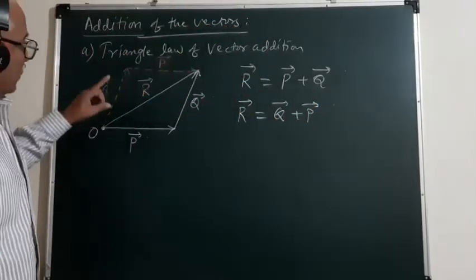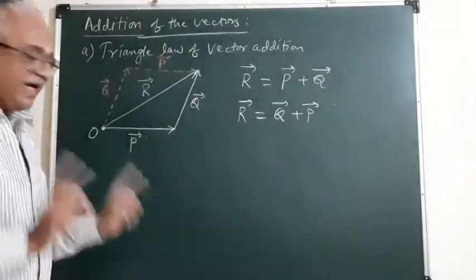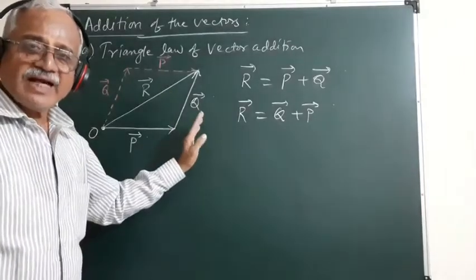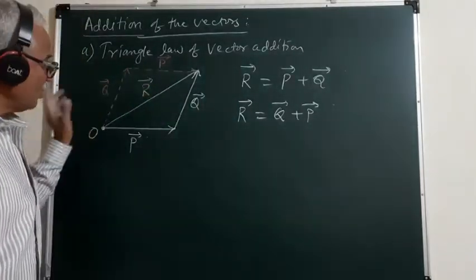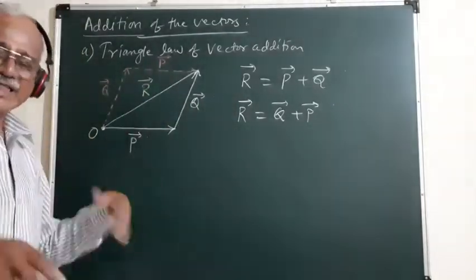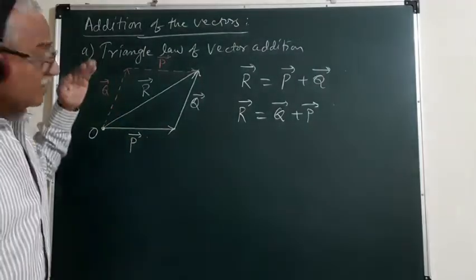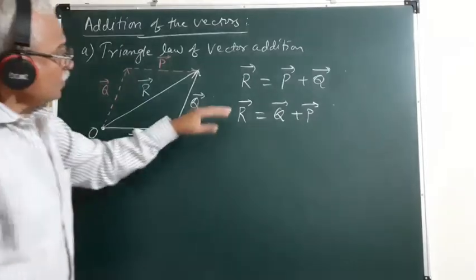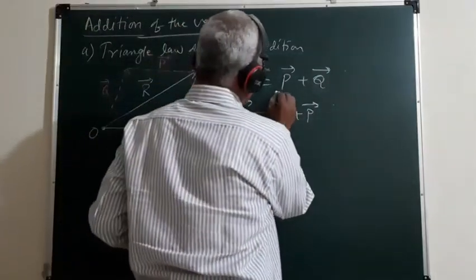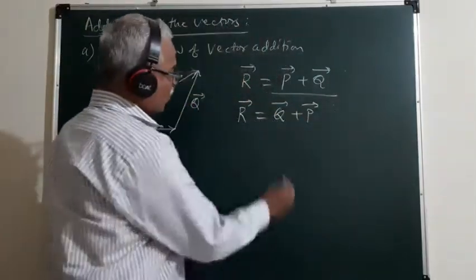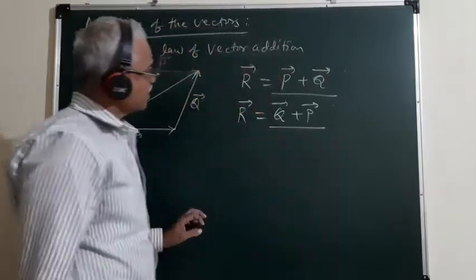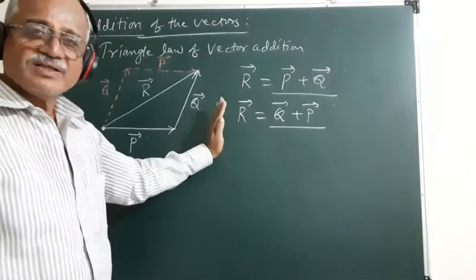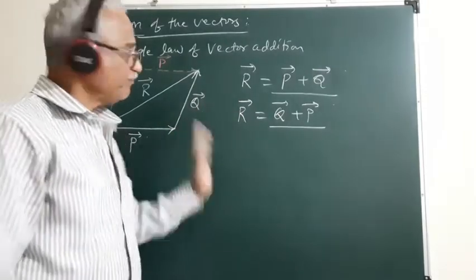So whether we take the addition of p bar plus q bar, or whether we add the vector p bar to q bar or q bar to p bar, in either way the resultant we get remains the same. So whether we take the addition of p bar and q bar like this or q bar and p bar like this, the resultant of the addition of the two vectors turns out to be one and the same.